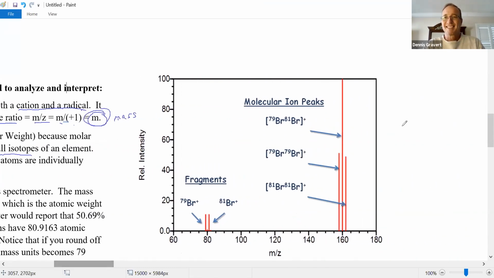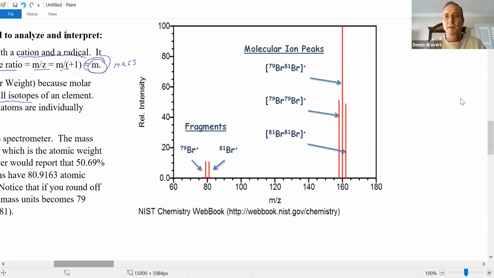So on the internet, great place to find some data. I found this mass spectrum of bromine. Let's set the screen up so I've got more room to draw and write. Put my picture over there. Okay, so this is Br2.